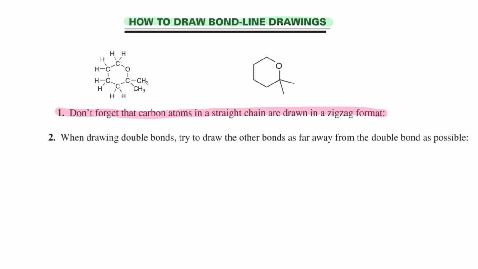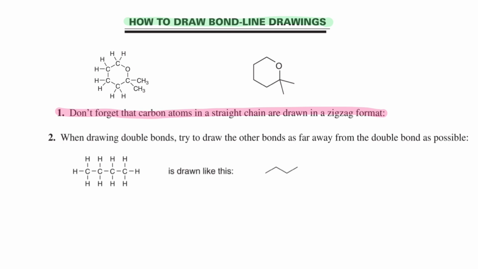The second rule is, when drawing double bonds, try to draw the other bonds as far away from the double bond as possible. Simply keep in mind, from the double bond, the other bonds should be drawn as far away as possible. That is a better representation because a double bonded carbon has sp2 hybridization with a 120-degree angle. That you have to keep in mind.